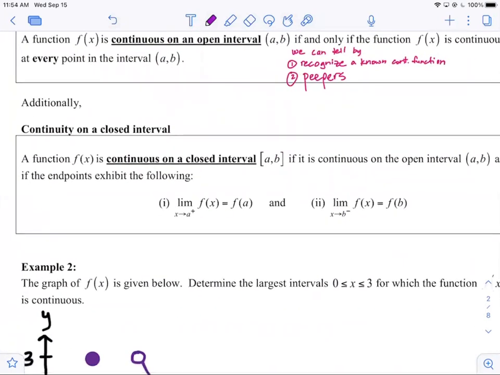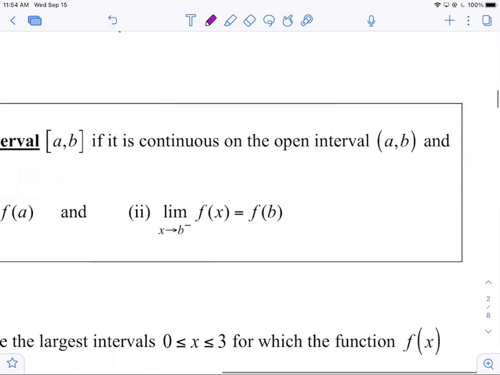Now let's step up to the largest interval something can be continuous on, assuming we have endpoints. It could be all real numbers. A closed interval, okay? Because that's the endpoints. A function f is said to be continuous on a closed interval, beefy bracket A to B, close beefy bracket, if, number one, it meets the previous requirements: it's continuous on the open interval. You either recognize the function or you look with your peepers and you're like, ooh, smooth.